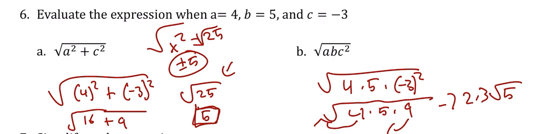And so our final answer, simplifying down, 2 times 3 gives us 6. And so 6 times the square root of 5, or you can say it out loud as 6 root 5.